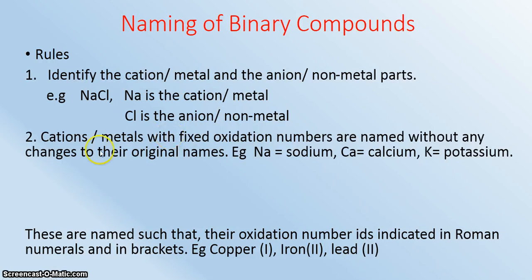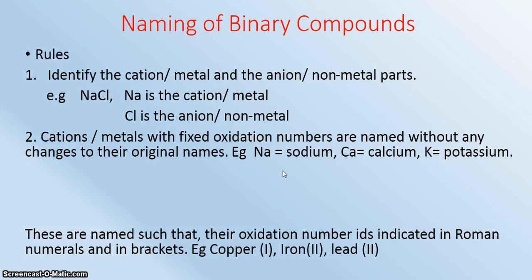Let's look at rule number 2. Now, the cation or the metal, those that have fixed oxidation numbers, I talked about the oxidation numbers earlier, that's the charges on the atoms when they are in a compound. Some of them, the oxidation numbers are fixed. What do I mean by they are fixed? This is because the numbers on them don't change. They are always as you see them. So if I say sodium is +1, sodium will always be +1. If I say calcium is 2+, wherever you see calcium, it is +2. Potassium will always be +1.